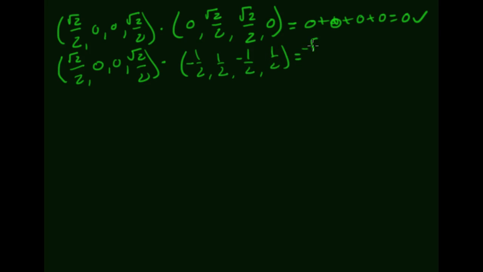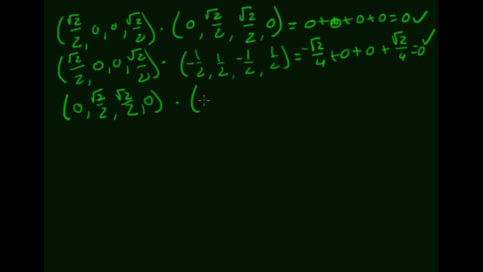So the first one comes out as negative root 2 over 4 plus 0 plus 0 plus root 2 over 4. So that comes out as 0. So those two vectors are orthogonal. Next one is 0, root 2 over 2, root 2 over 2, 0, and we're going to dot that with the negative half, negative a half, half. So that's going to give me 0, root 2 over 4 minus root 2 over 4 plus 0, which is back to 0. So all 3 vectors are orthogonal to each other.